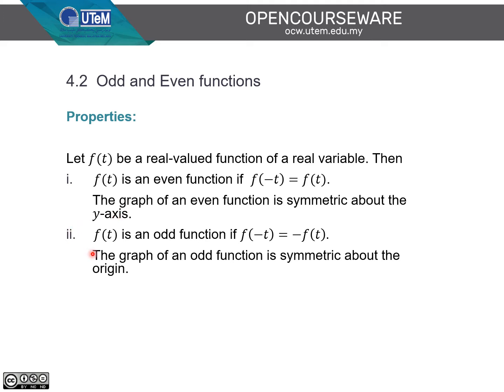The second one is the properties of an odd function. The first property is that the function is an odd function if f(-t) equals -f(t). And the second one is that the graph of an odd function is symmetric about the origin.